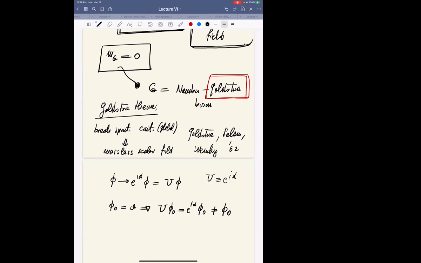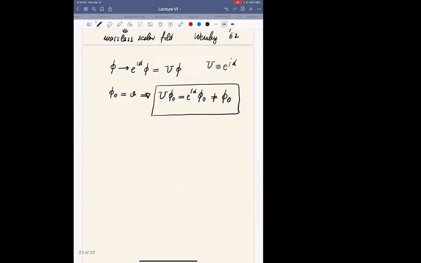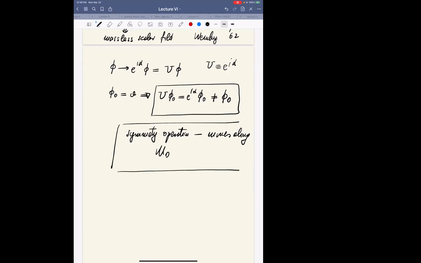This is what we mean that the symmetry is broken, okay? The transformation acting on phi zero doesn't leave it invariant. The symmetry operation moves along the vacuum manifold M0. You don't stay at the same point.